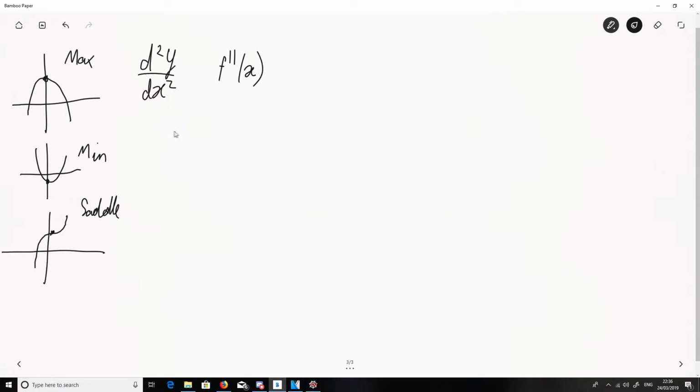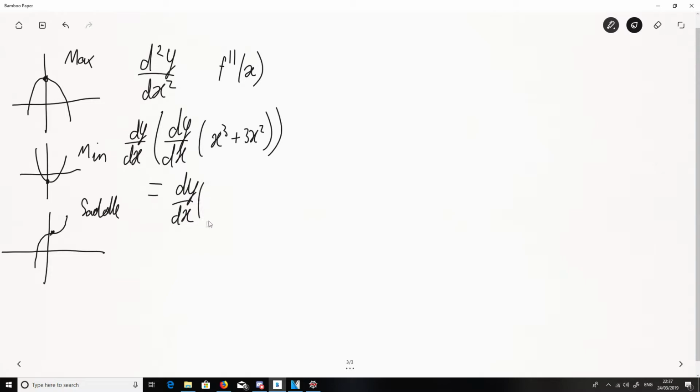So all this means is you take dy by dx of your function, whatever it is, like x cubed plus 3x squared, and then you take dy by dx again, like that. So doing it on this gives us 3x squared plus 6x, and then we do dy by dx again to get 6x plus 6.